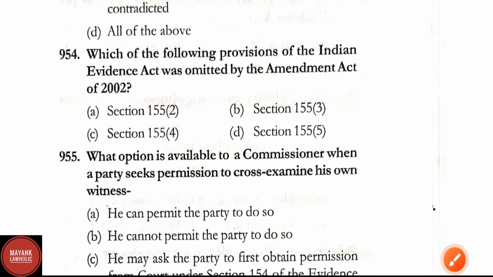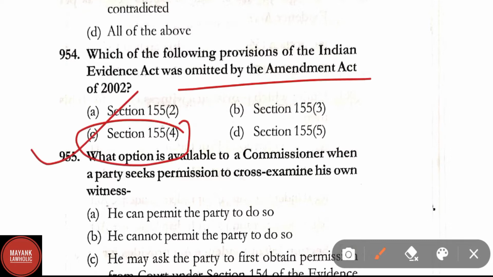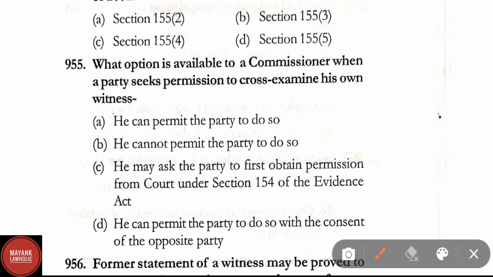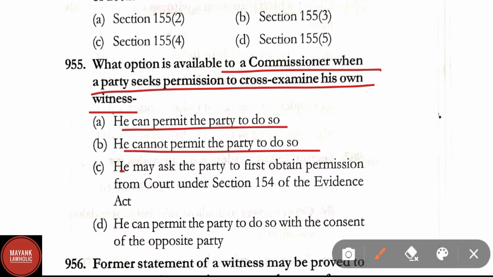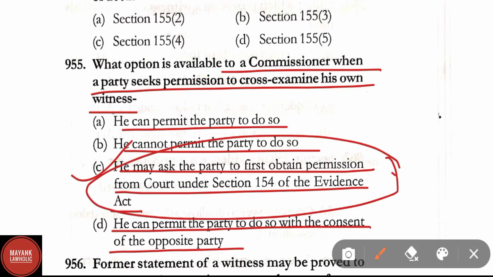Question number 954. Which of the following provisions of the Indian Evidence Act was omitted by the Amendment Act of 2002? Correct answer is option C, that is section 155 clause 4 of the Indian Evidence Act. Question number 955. Which option is available to a commissioner when a party seeks permission to cross-examine his own witness? Option A, he can permit the party to do so. B, he cannot permit the party to do so. C, he may ask the party to first obtain permission from court under section 154 of the Evidence Act. Option D, he can permit the party to do so with the consent of the opposite party. Here correct answer is option C. He may ask the party to first obtain permission from the court under section 154 of the Indian Evidence Act.